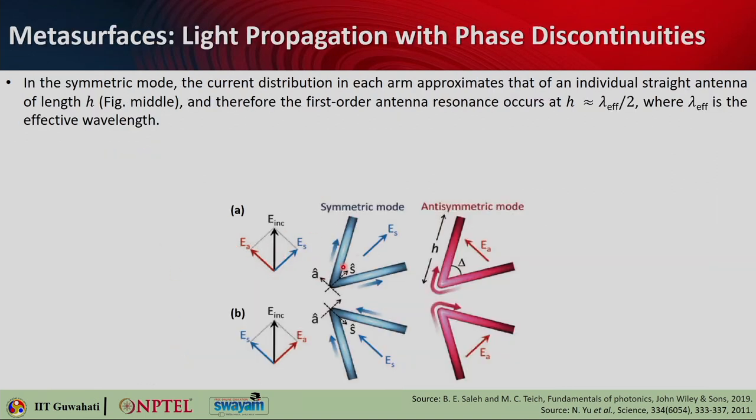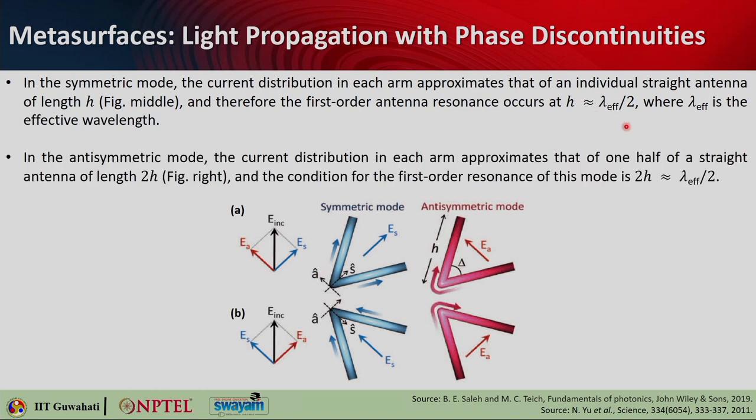So, in the symmetric mode, if you look at the current distribution in each arm, it approximates that of an individual straight antenna of length h. So, this is length h. Therefore, a first order antenna resonance can occur at h equals lambda effective by 2. What is lambda effective? That is the effective wavelength. So, in symmetric mode, h equals lambda effective by 2.